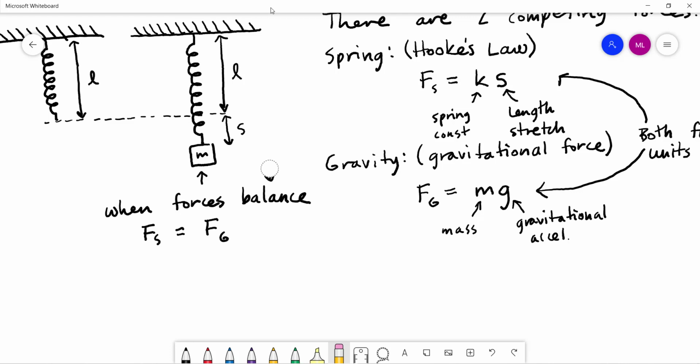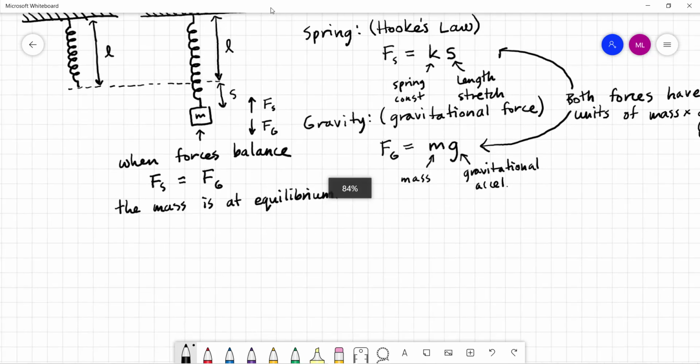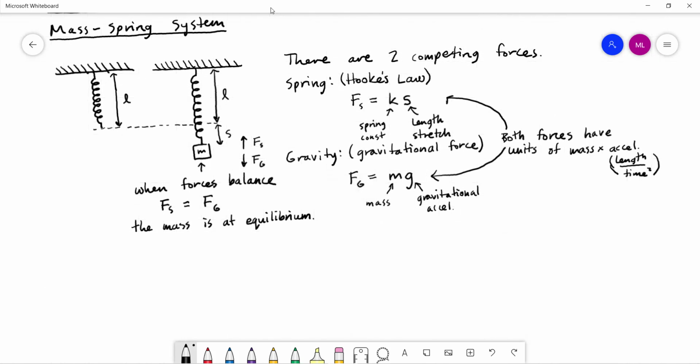Let me draw them so that they're vaguely the same length here. We have one pulling up, one pulling down. Here's the force due to gravity pulling down. Here's the force due to the spring pulling up. When they're equal to each other, the mass is at equilibrium. And all that means is it's literally not moving. The forces are in balance, so it's done moving.